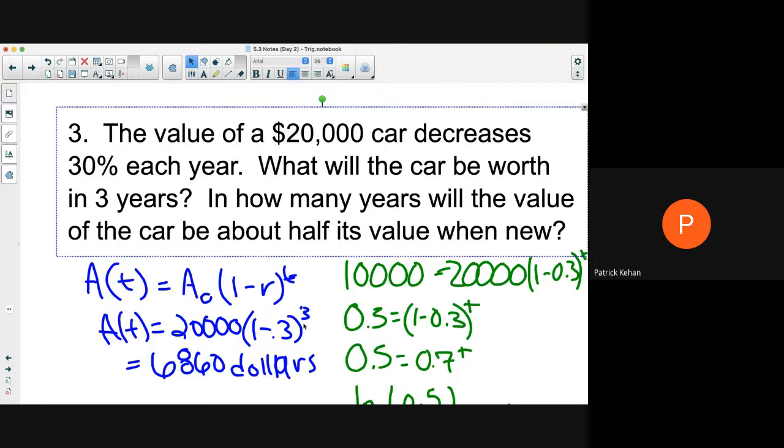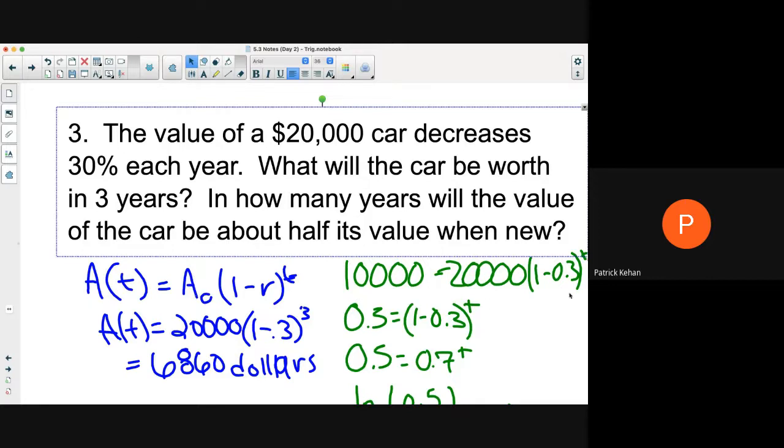Now, the second part of the question reads, how many years will the value of the car be about half of its value when new? So half of the value is literally half of the value. If the car's $20,000, half of that value is 10,000. So that's an A of t value, right? We're looking for the amount of time it's going to take a $20,000 car to equal $10,000.